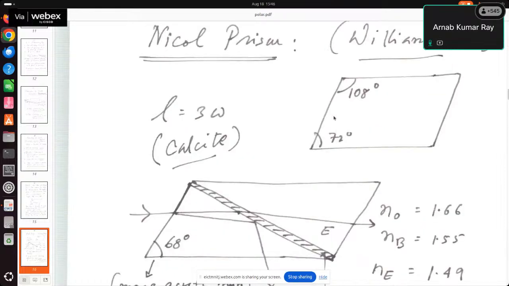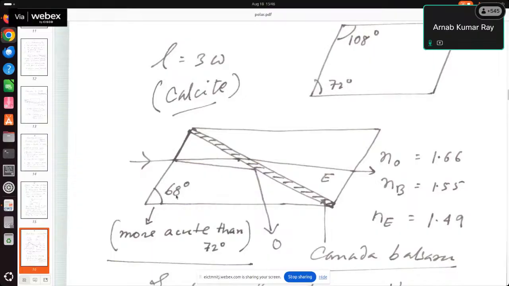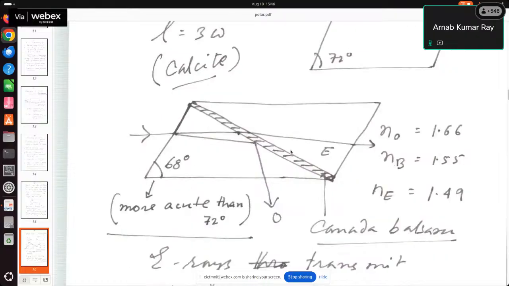This angle naturally is 72 degrees, the acute angle. Here it is chiseled down to 68 degrees. It's made even more acute. So that's not a very easy thing to do, because it requires some fine sharpening skill and chiseling skill, whatever it is. Now let us look at the basic principle of this arrangement.